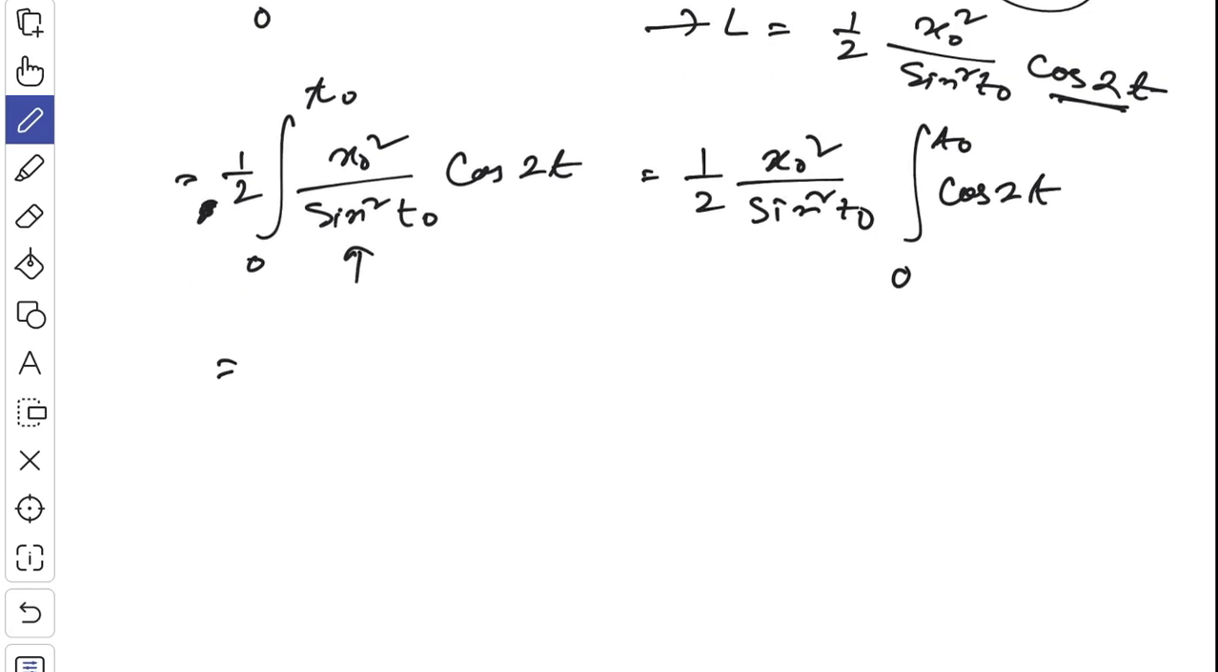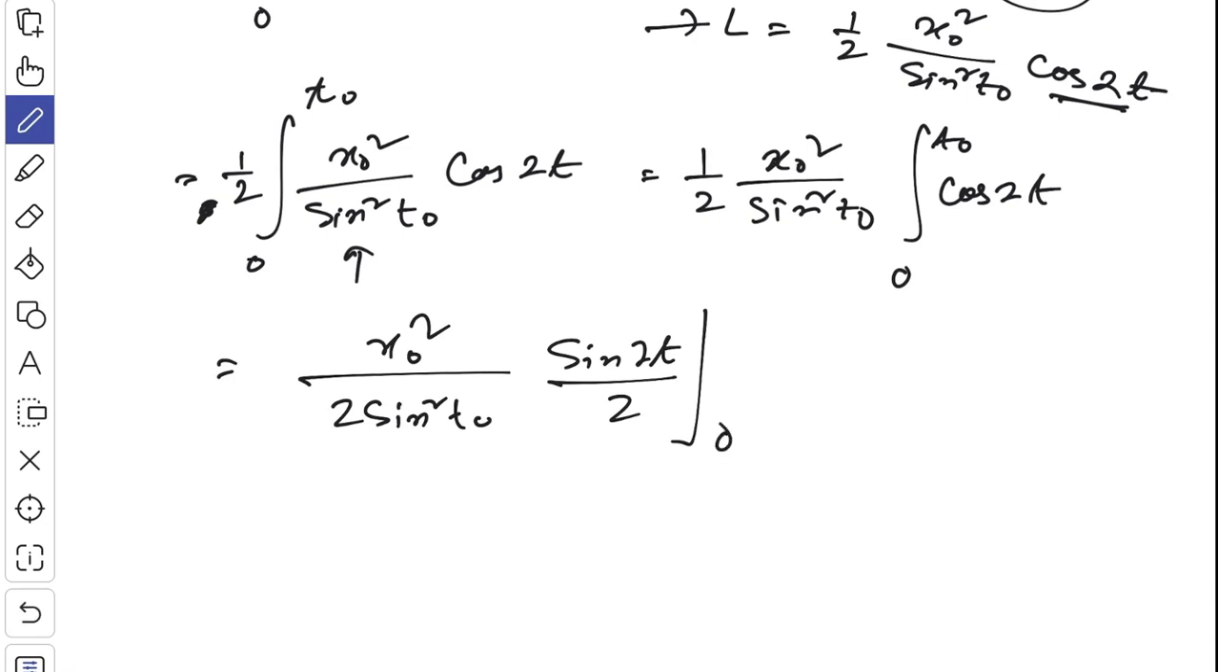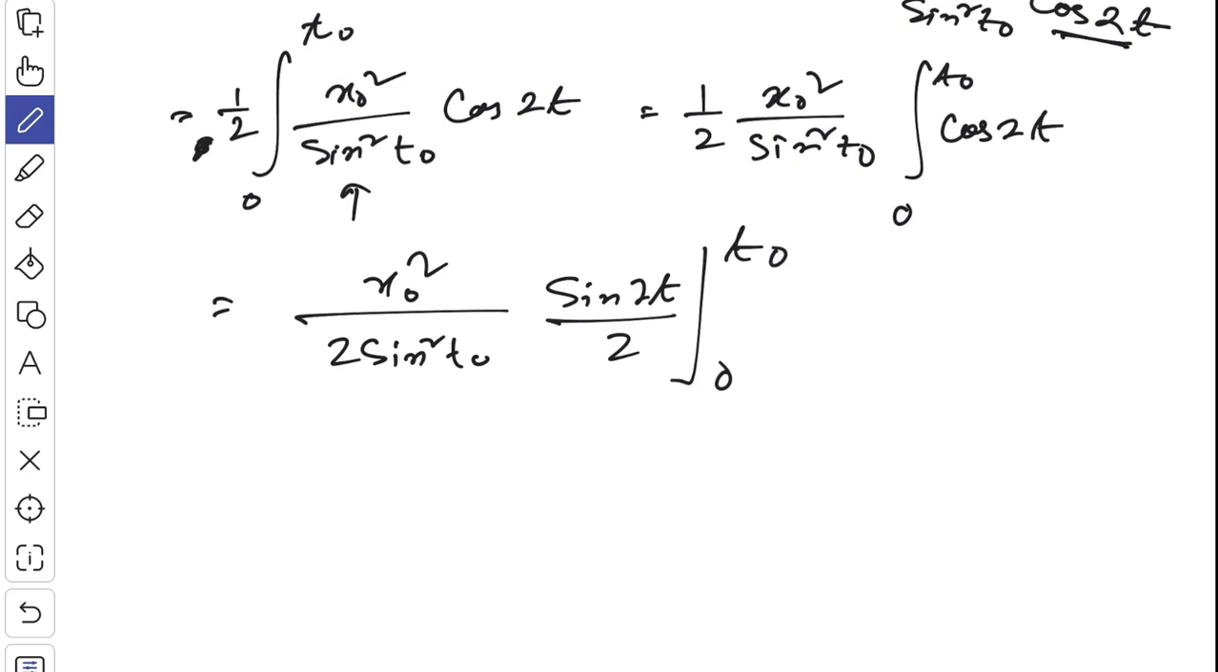So that's why we have got x naught square by 2 sine square t naught, and it is sine 2t by 2, and our limit is 0 to t naught. If you put the limits, you will get this result: x naught square by 2 sine square t naught, and on putting 0, this term becomes 0, so we can put t naught only.